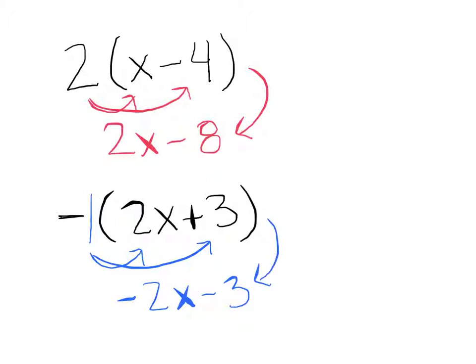The trickiest part of the distributive property is remembering to distribute to everything. A lot of the times it's easy to forget about this number back here and just distribute to the first term. We're going to use this distributive property to help us solve an equation.